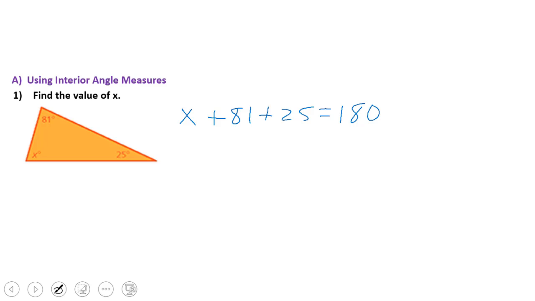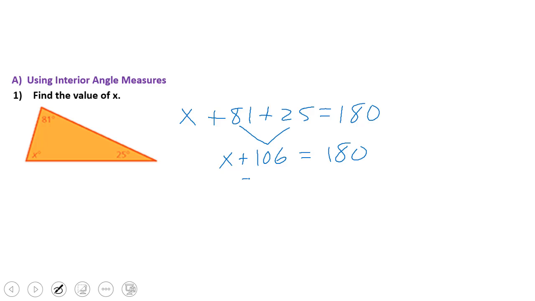So now we have an equation, and of course we use those things that we learned in our unit on solving equations. We are going to simplify by combining like terms. They're on the same side. So 81 plus 25, that is 106. So x plus 106 is now equal to 180.